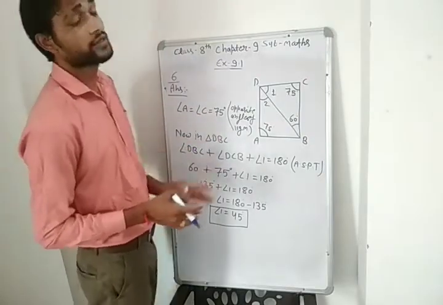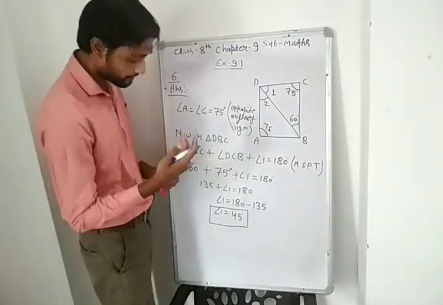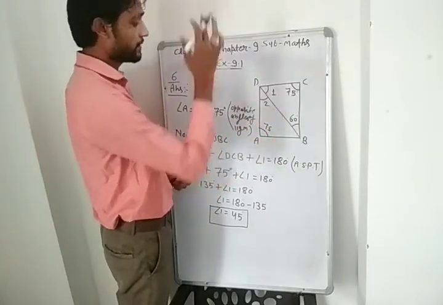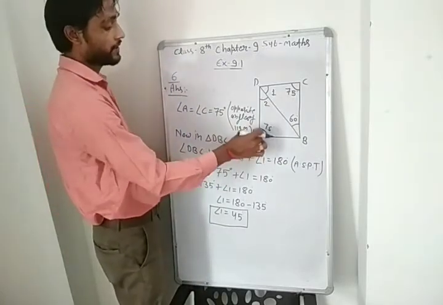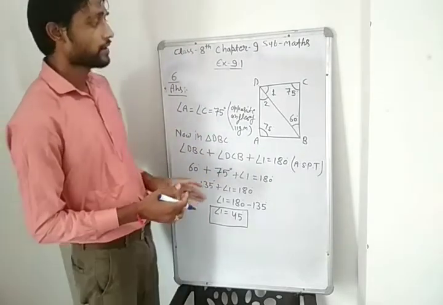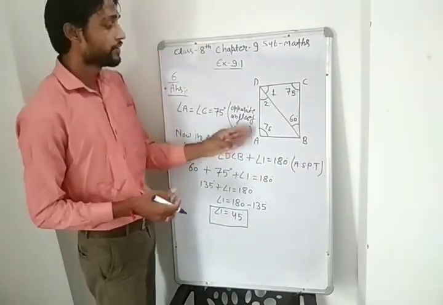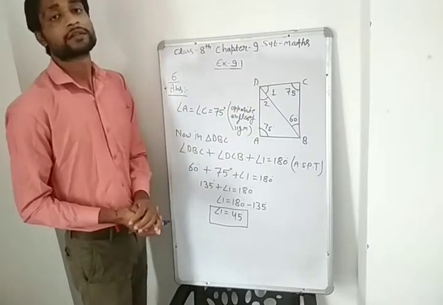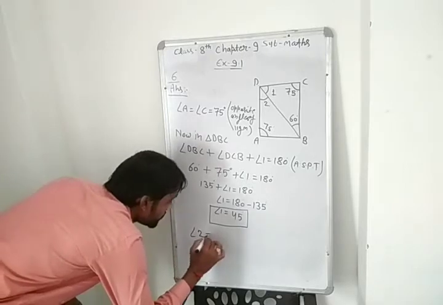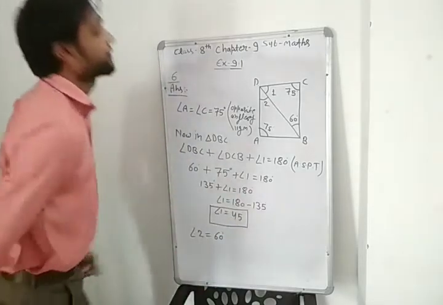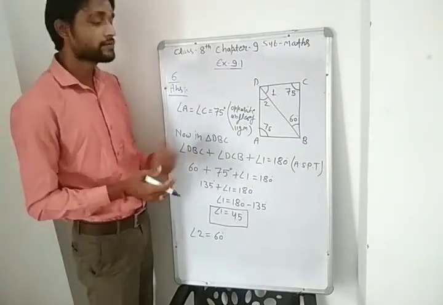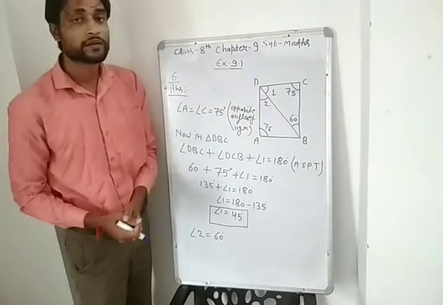Okay, and the next value, angle 2. Half of our question has been completed. You have calculated the value of CDB. Okay, so now we will calculate the value of ADB, and I'll say that the value of angle 2 is equal to 60 degrees. How? Can you identify the reason? How is angle 2 equal to 60?